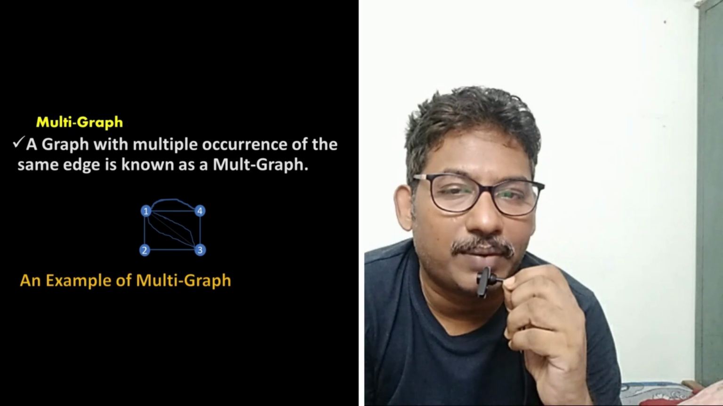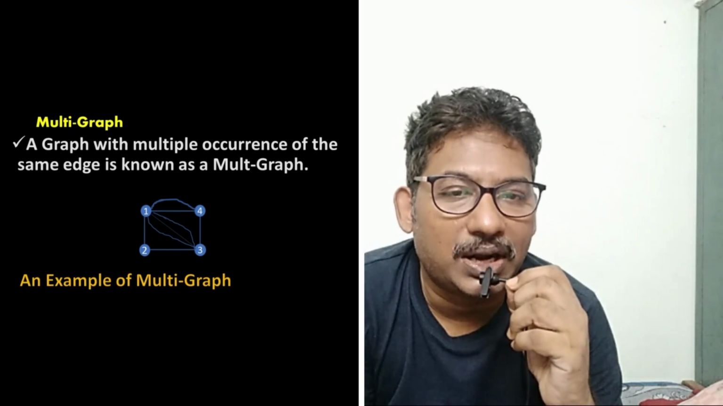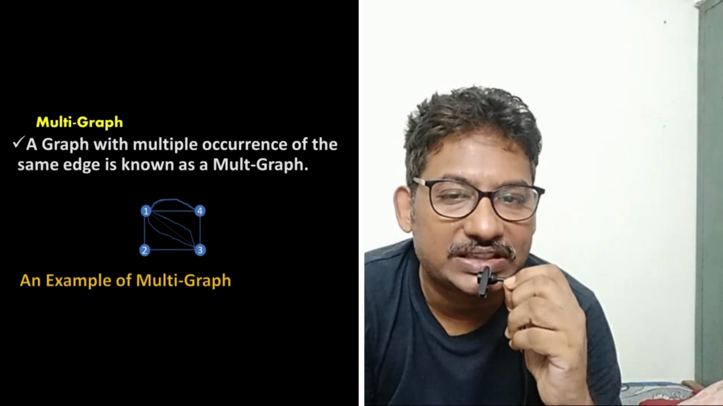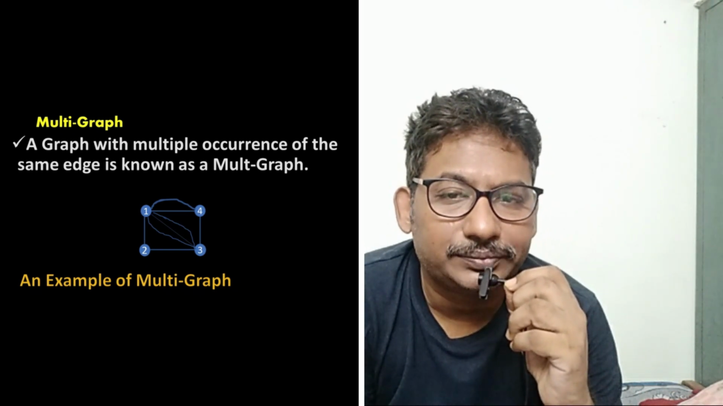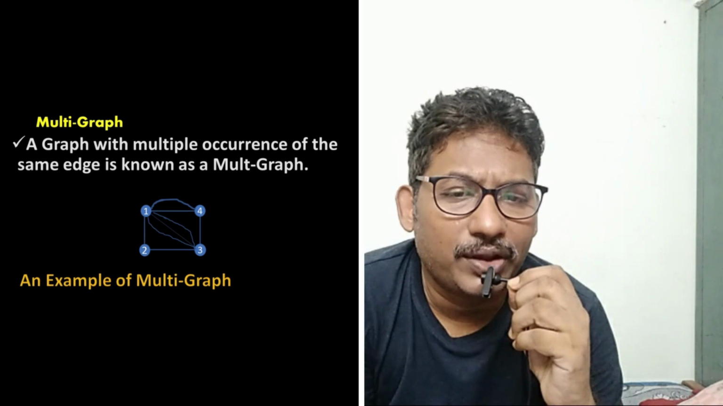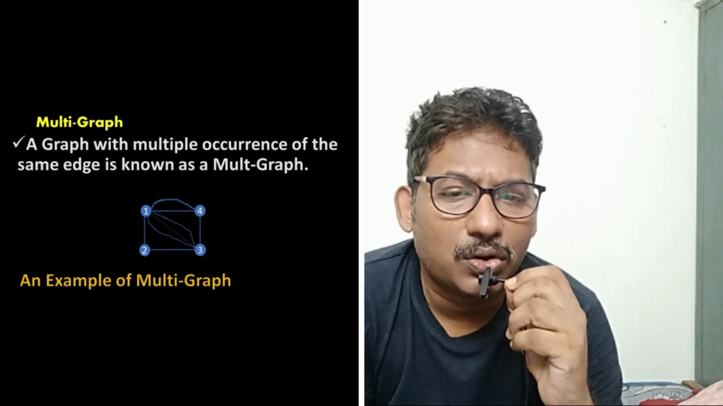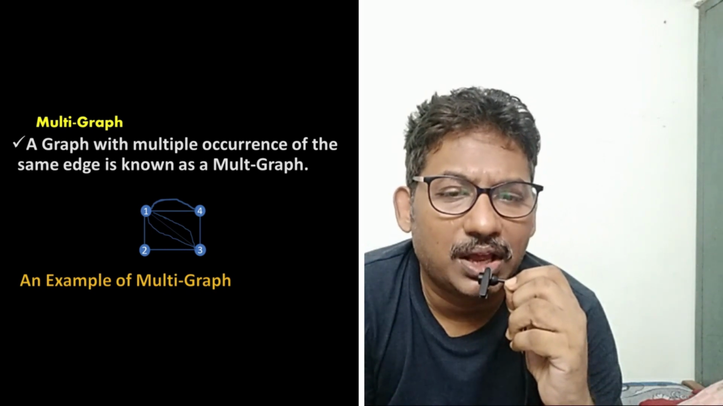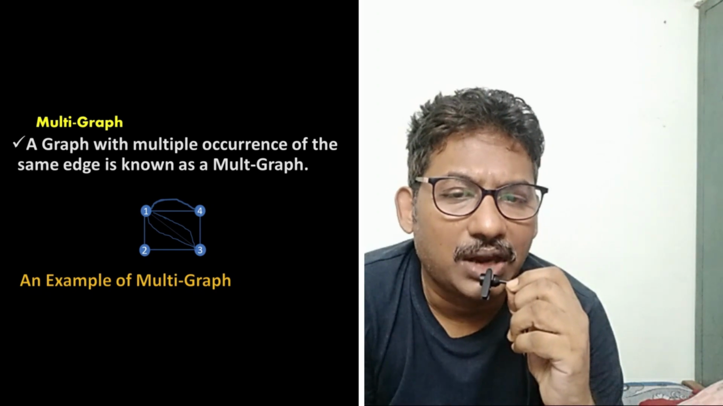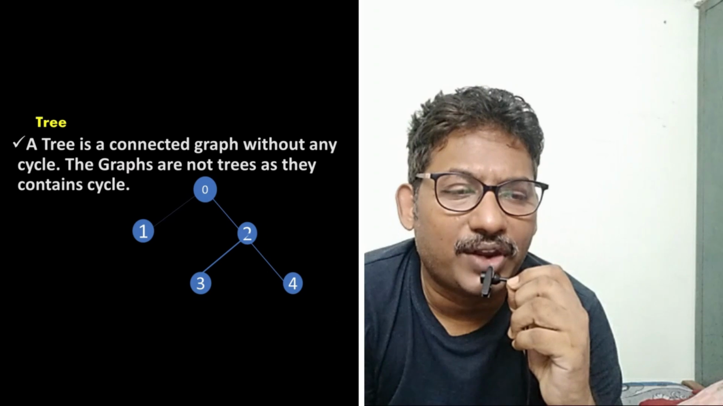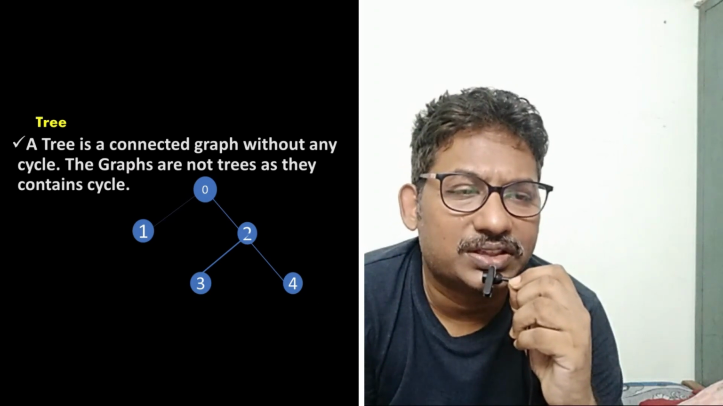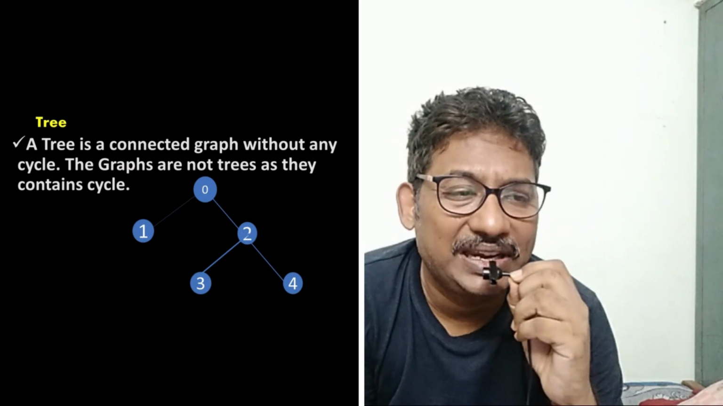Next comes the multigraph. A graph with multiple occurrences of the same edge is known as a multigraph. An example of a multigraph is given here. Between 1 and 3 there are 3 different edges, and between 1 and 4 there are 2 different edges. This type of graph which you are seeing on the screen is called a multigraph.